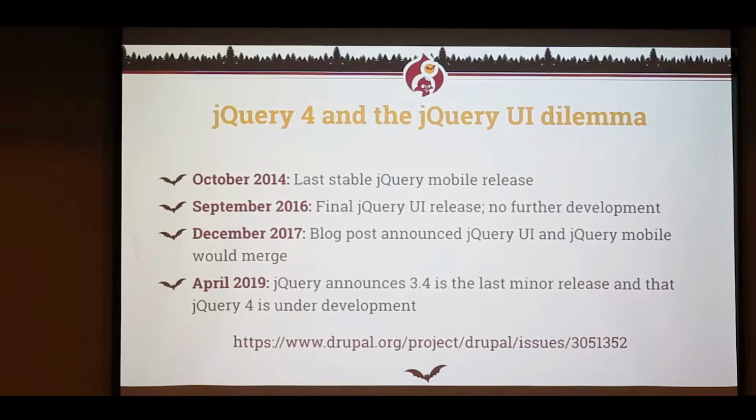Since that time-consuming jQuery and jQuery UI update, jQuery UI hasn't seen any further development at all. In December of 2017, there was a blog post suggesting that the jQuery UI maintainer had stepped down and that the project would be merged with jQuery Mobile. However, jQuery Mobile doesn't support jQuery 3 yet, and has no stable release since 2014. And it's also unclear whether the new version that's under development will even be a complete replacement for jQuery UI.